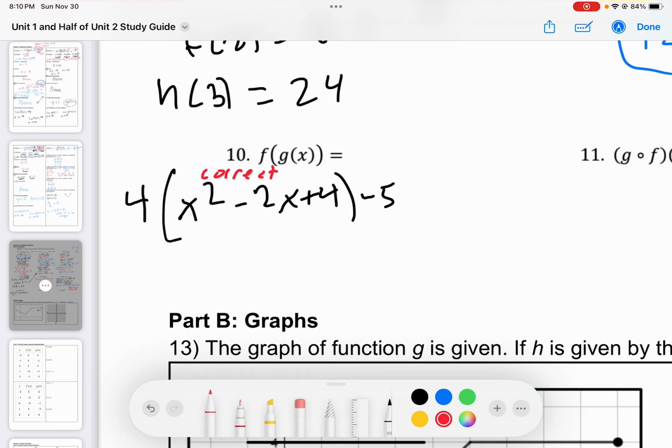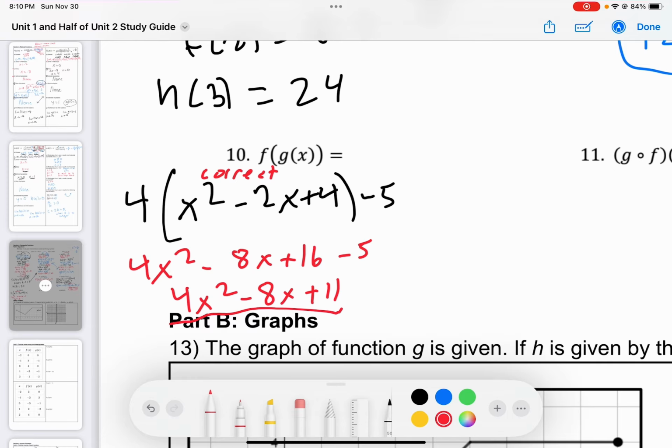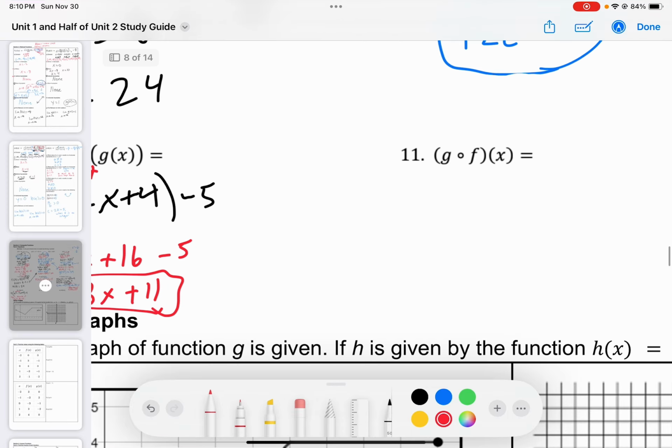You could also write it as 4x squared minus 8x plus 16. Drop down this minus 5, so 4x squared minus 8x plus 11. That's also correct. Just simplified.